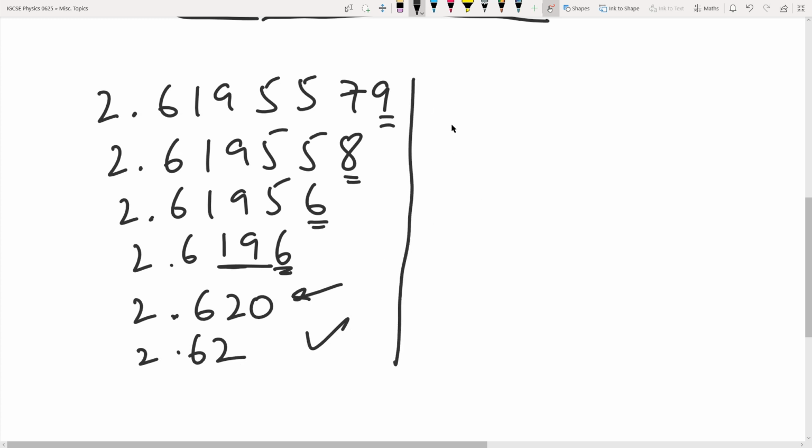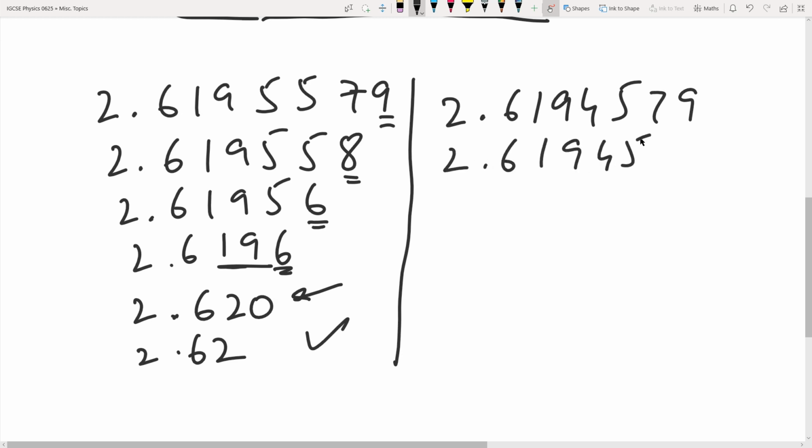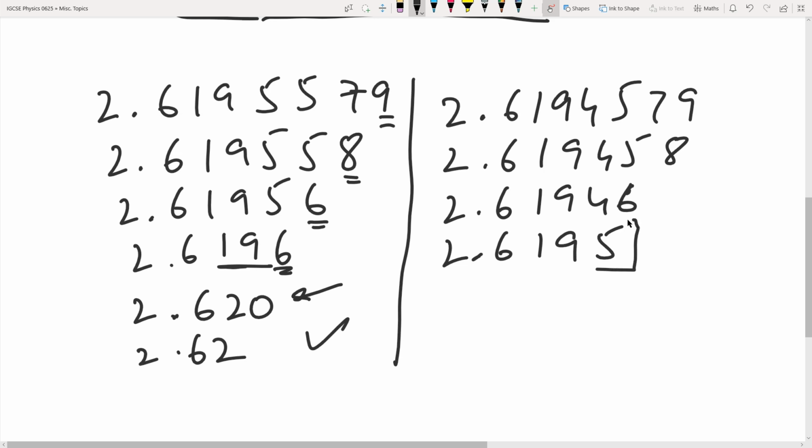Now what if I had a different strategy: 2.619457. Let's keep rounding off again. It would be 2.6195, then 2.6194, and then 2.6195. Now here our 5 is stuck. We don't know where to go. If it were greater than 5, we would round up. If it were smaller than 5, then we wouldn't round up. But what if it is actually equal to 5? Now here we actually have a rule.